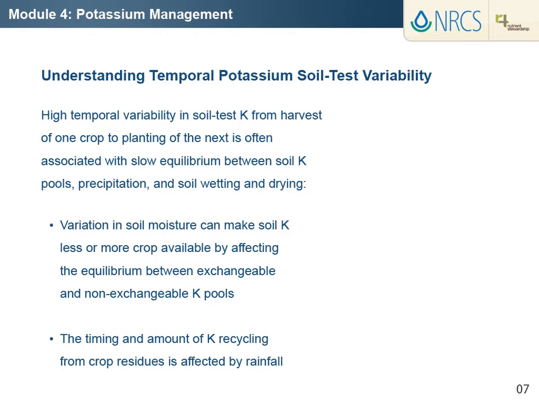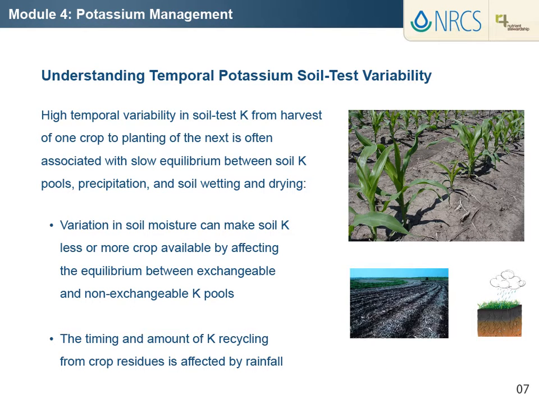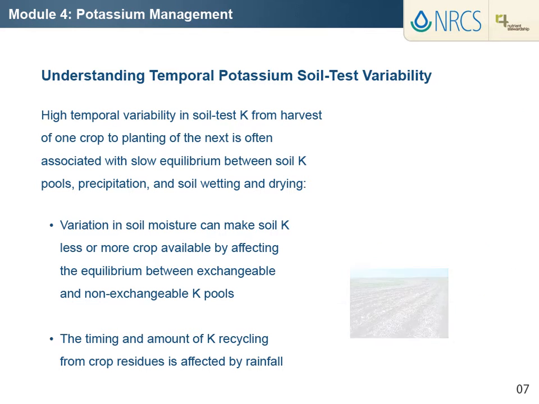Soil test potassium levels can change significantly during the year as a result of crop uptake, soil moisture and rainfall, and the rate of potassium cycling between crop residues and the soil. This seasonal variation also happens for other nutrients, but it occurs at a greater extent for potassium.